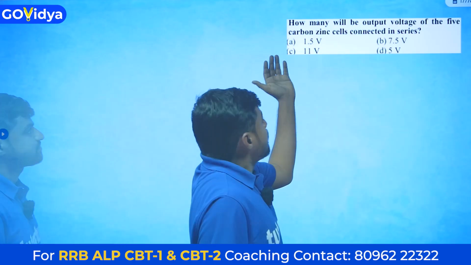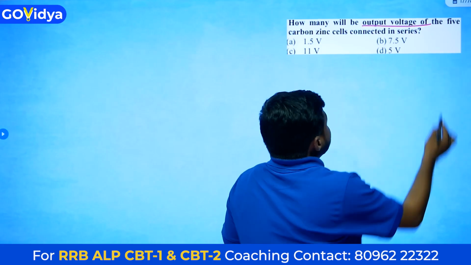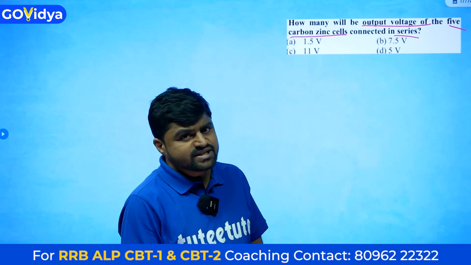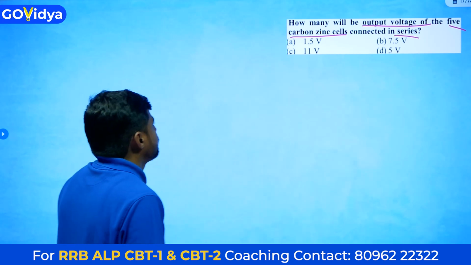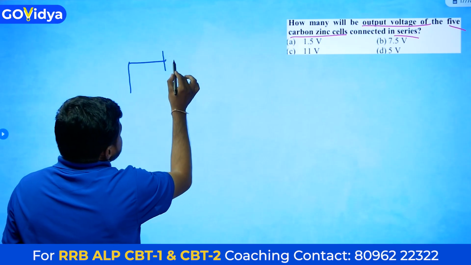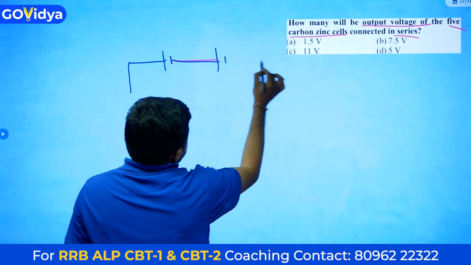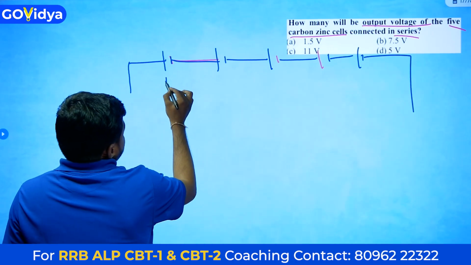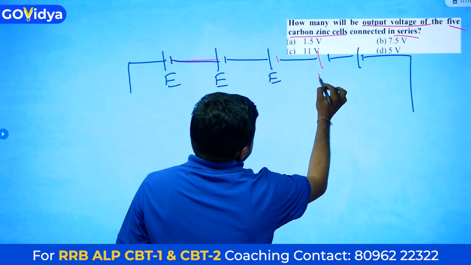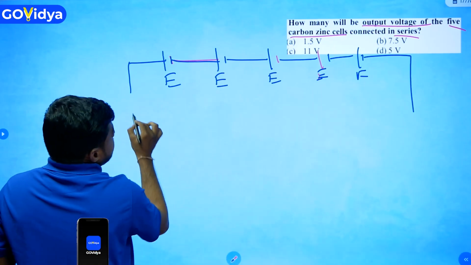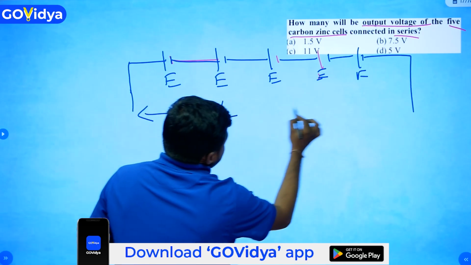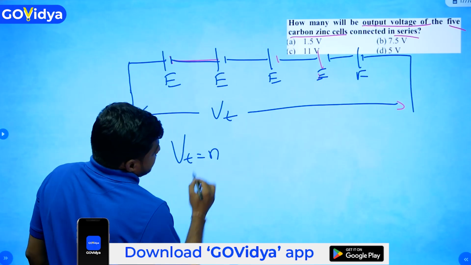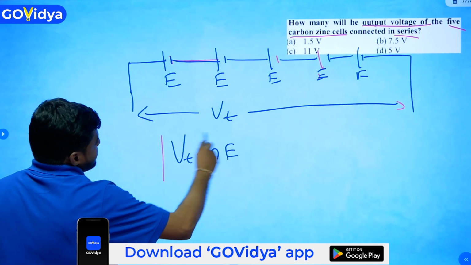Okay, next question. How much is the output voltage if 5 carbon zinc cells are connected in series? If 5 carbon zinc cells are connected in series, what is the terminal voltage? This is one cell, and 5 cells are connected in series, each having a value of E. Now we have to find terminal voltage Vt. Vt is equal to number of cells N into each cell EMF E.